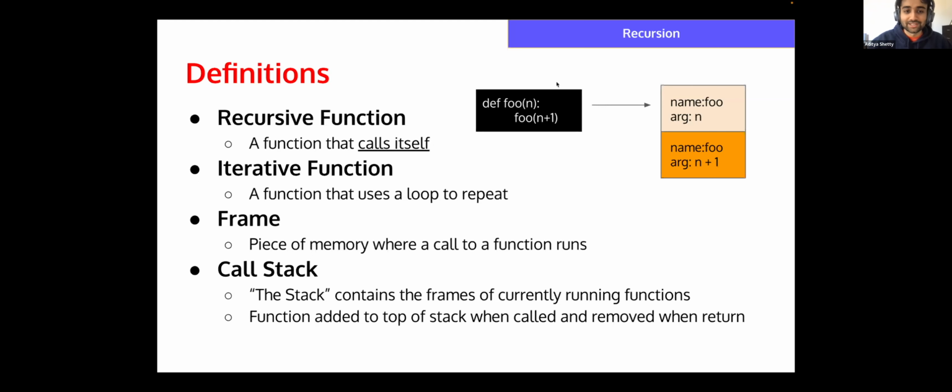So on the right-hand side here is an example of a recursive function. foo of n is calling foo with the argument of n+1.